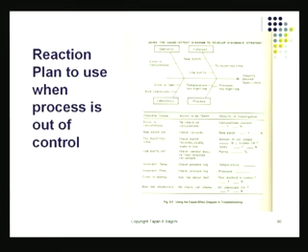Now, I've given you a sheet here which is the reaction plan to use when the process is out of control. How do you know the process has gone out of control? Well, those exceptional patterns or a point beyond control limit. Then what you do is, well, before that you've got to do some work. You've got to prepare this reaction plan.